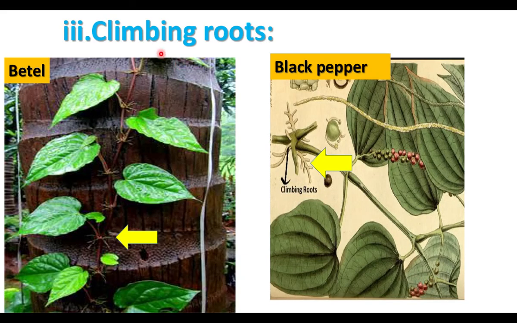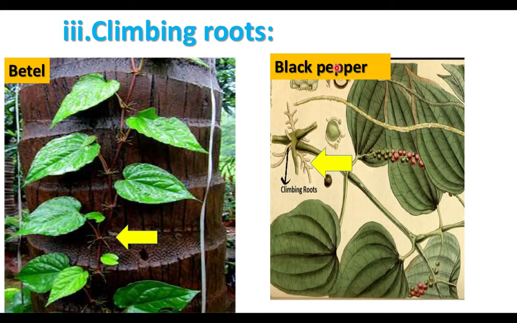The third type of root modification is climbing roots. This is betel vine. Betel leaf is known to all. Can you find any roots? Yes. Here roots arise from the node of the leaves. What is a node? A node is a place of the stem where leaves are attached. Roots arise from the stem. These are adventitious roots. These roots help the plant in climbing. The plant is able to climb on another tree because of these roots. These roots are climbing roots.